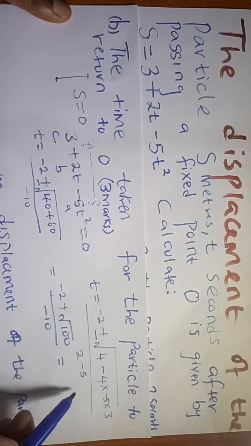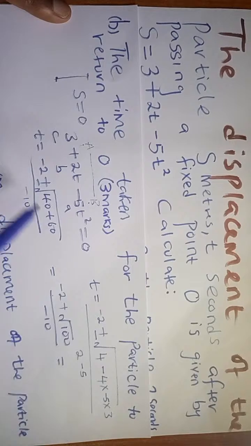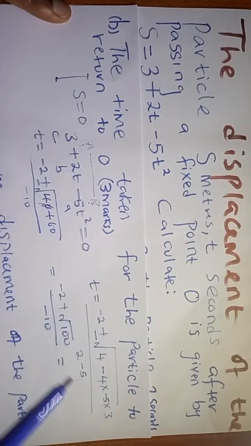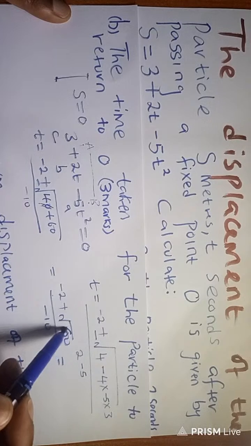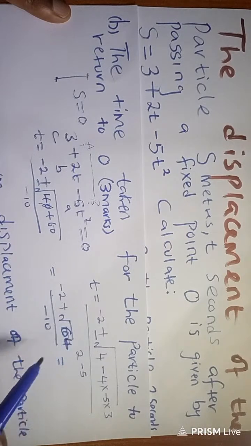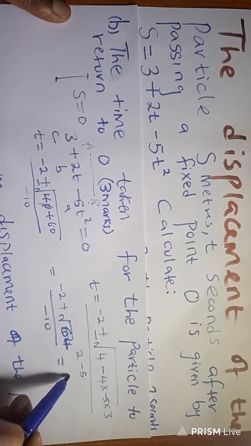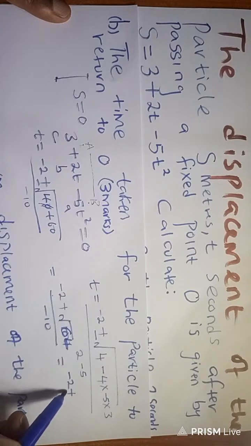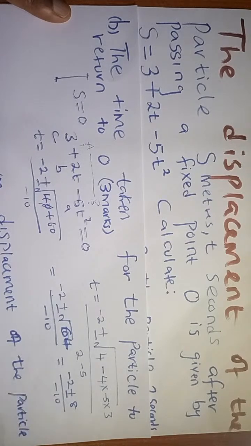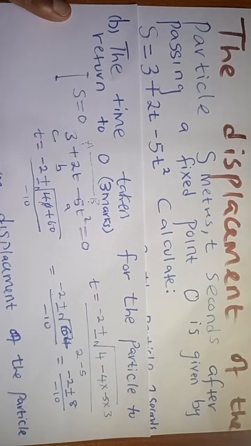The square root of 100 is 10, or no, this was not 40 but 4, so we are talking of 64, sorry. So the square root of 64 is 8, so minus 2 plus or minus 8 over negative 10. So we take the value of x being at one point negative and at the other point positive. Because we are looking for time, it can never be negative.